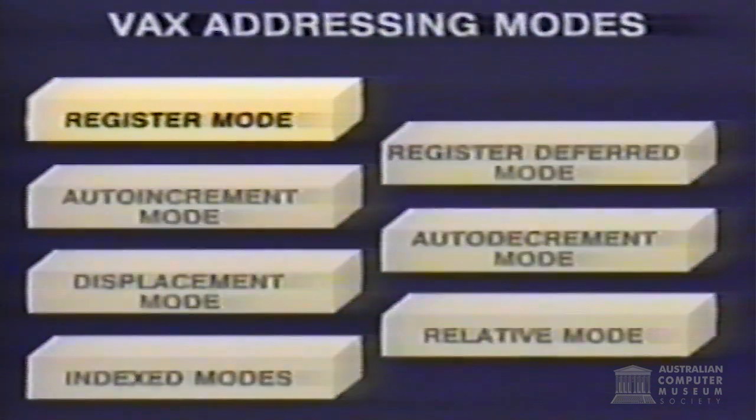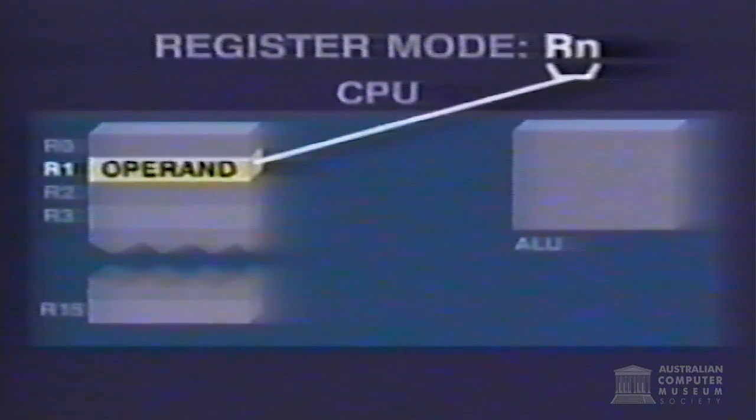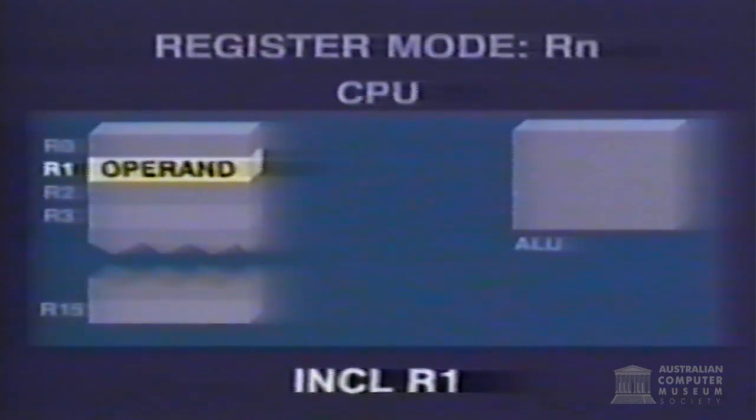We'll begin with register mode. Register mode is used when the operand is located in one of the general registers. To indicate register mode, you use the notation RN in the operand specifier field of the instruction. N represents the number of the register whose contents are to be used as the operand. Here's a simple instruction that uses register mode.